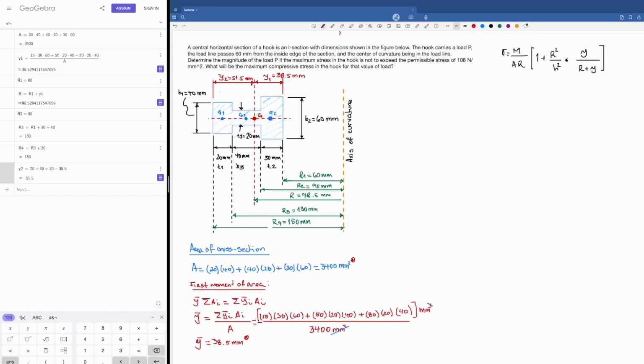Now, having all these values, it is possible to calculate the cross-section constant for this case, and this is a value or a formula that is tabulated. It's right here, a cross-section constant.